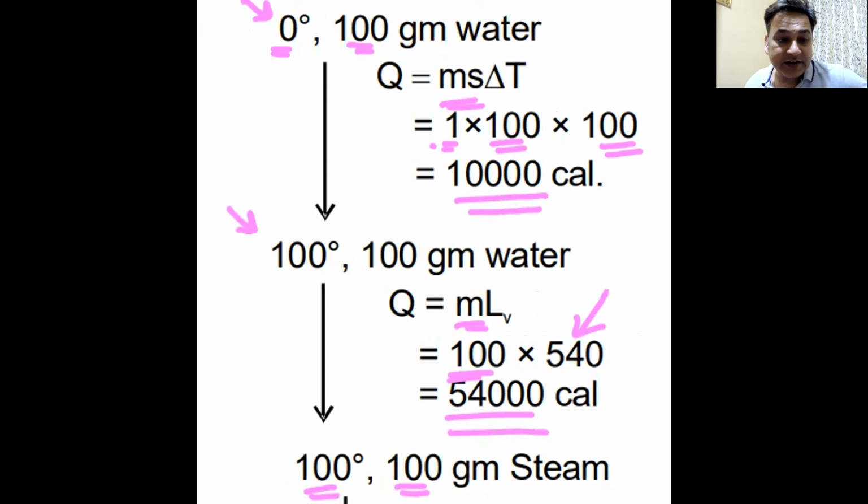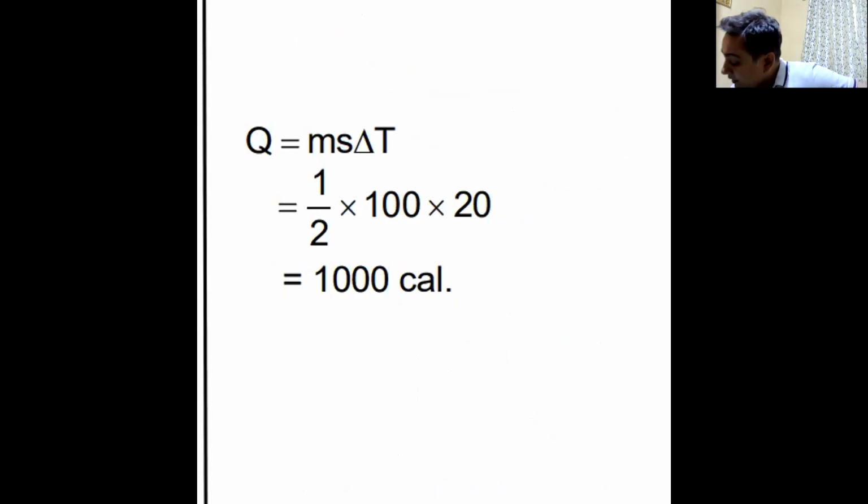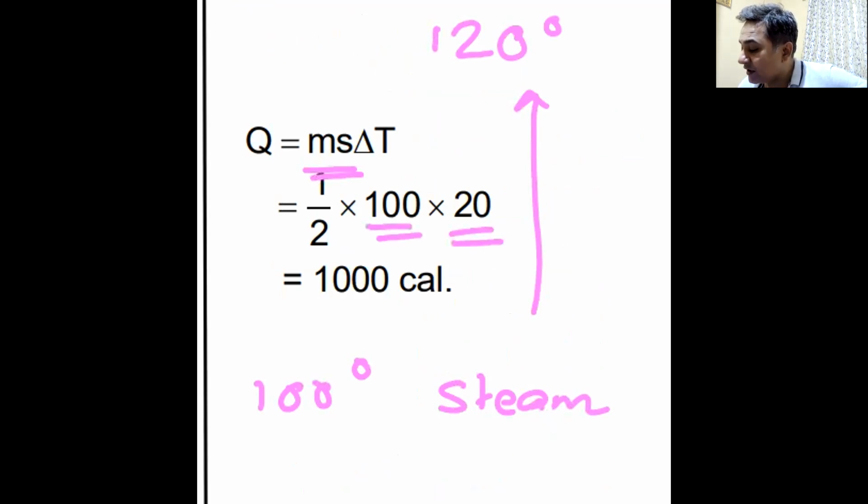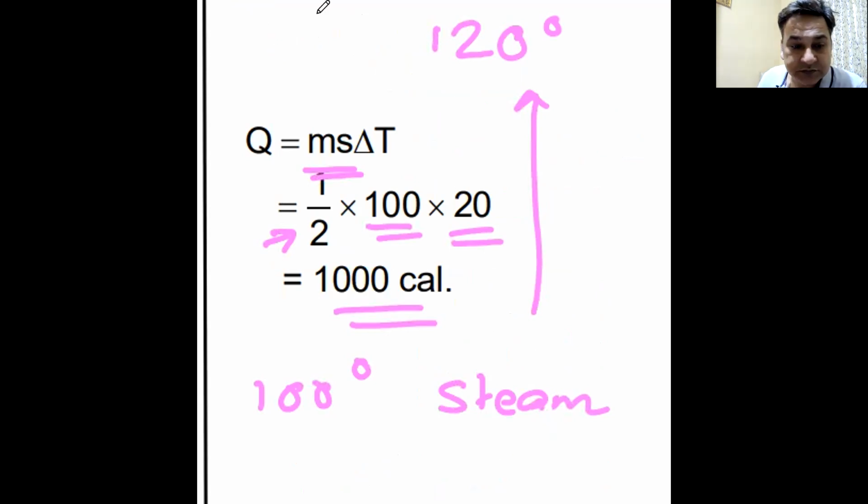So now I have 100 degrees steam, and now I have to convert it from 100 degrees to 120 degrees steam. Yes or no? For that, I need m s delta T. Mass is 100, change in temperature is 20, and specific heat of steam is 0.5. I need 1,000 calories for this. I hope all of us understand this. Yes or no?